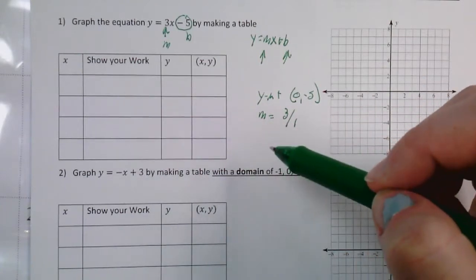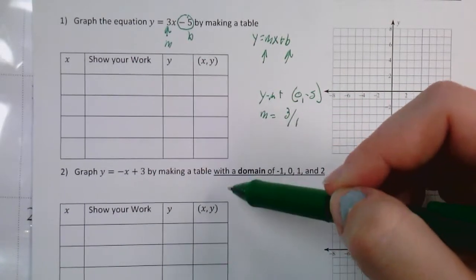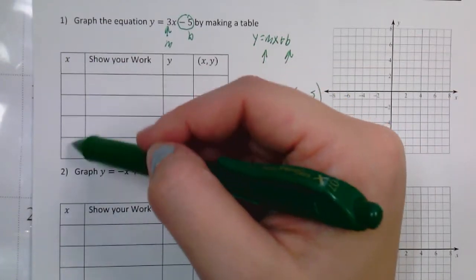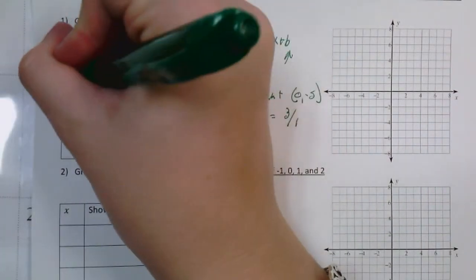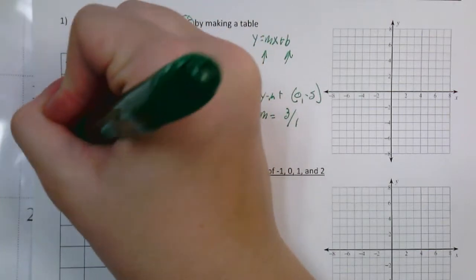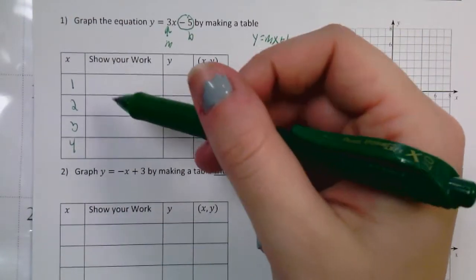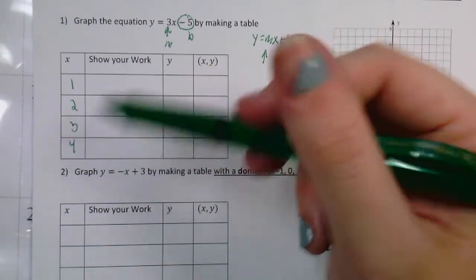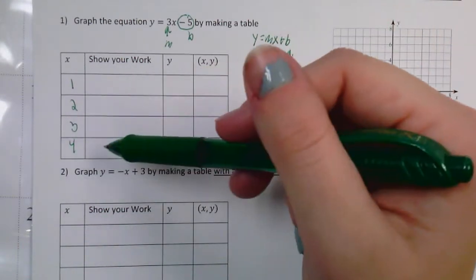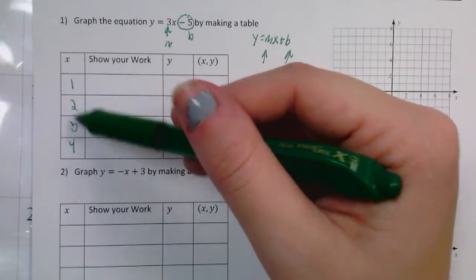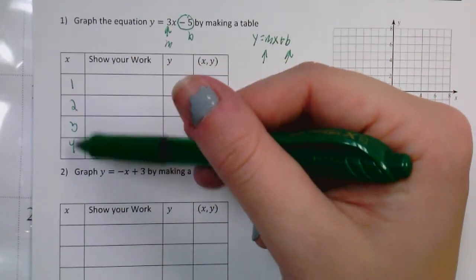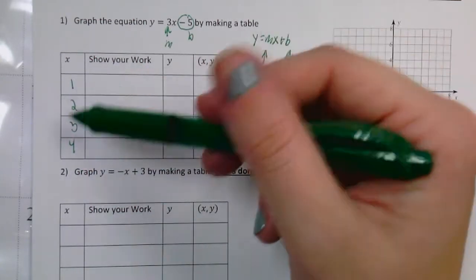Now, the difference between these 2 tables is that in this first table, you can pretty much pick any number that you want over here. So a lot of people go just 1, 2, 3, 4. Some people go, I've seen -2, 0, 2, 4. There doesn't have to be a rhyme or a reason to it. It doesn't have to be in order. You could go 4, 1, 3, 2. It doesn't matter the order.